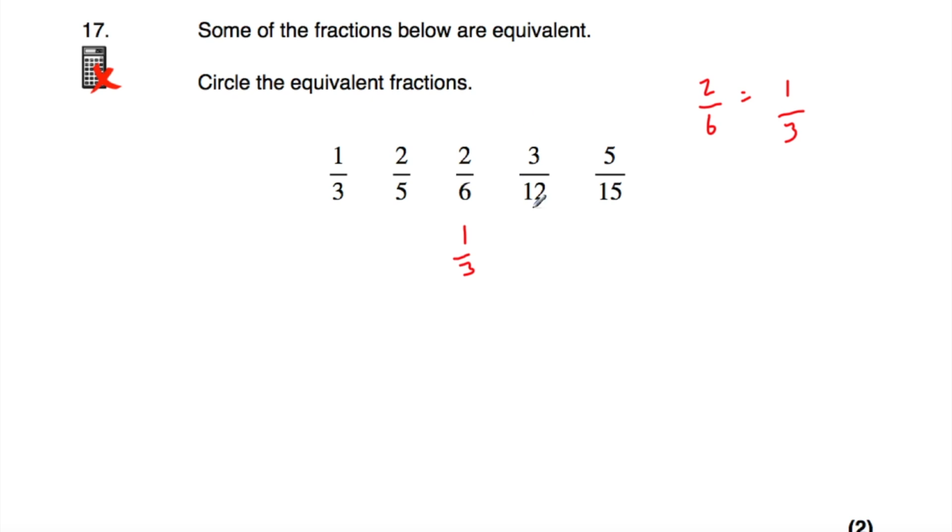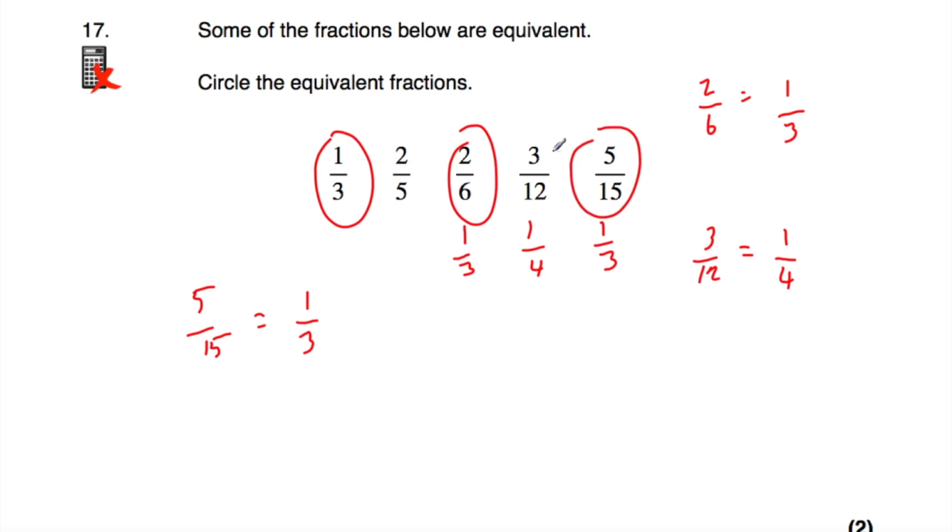3/12. So 3 and 12 are both divisible by 3. If we divide both the numerator and denominator by 3, well, 3 divided by 3 is equal to 1, and 12 divided by 3 is equal to 4. So that's 1/4. So we've got 1/3 and 2/6 are equivalent. Let's now try 5/15. Both of those numbers are divisible by 5. 5 and 15 are both in the 5 times tables. 5 divided by 5 is 1, and 15 divided by 5 is equal to 3. So that one's equal to 1/3 as well. So that means that we've got 1/3, 2/6, and 5/15. They're all equal to each other. They're all equivalent fractions.